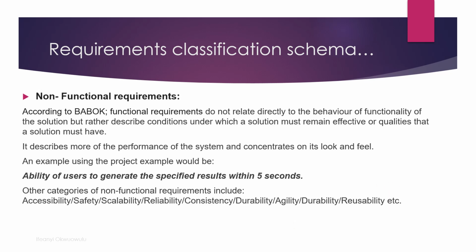Okay, so let's look at the non-functional requirements. So for non-functional requirement, like I told us, it describes the performance of the system, it concentrates on its look and feel. And that's why you can see the example says, ability of users to generate the specified results within 5 seconds. So this is talking about speed. So other categories of non-functional requirement are accessibility, safety, scalability, reliability, consistency, durability, agility, and reusability. So I'm sure you now understand the difference between non-functional requirements and functional requirement.